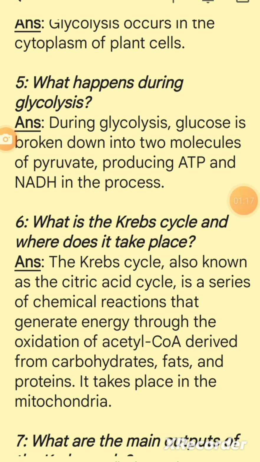Question 6. What is the Krebs cycle and where does it take place? Answer. The Krebs cycle, also known as the citric acid cycle, is a series of chemical reactions that generate energy through the oxidation of acetyl coenzyme A derived from carbohydrates, fats and proteins. It takes place in the mitochondria.